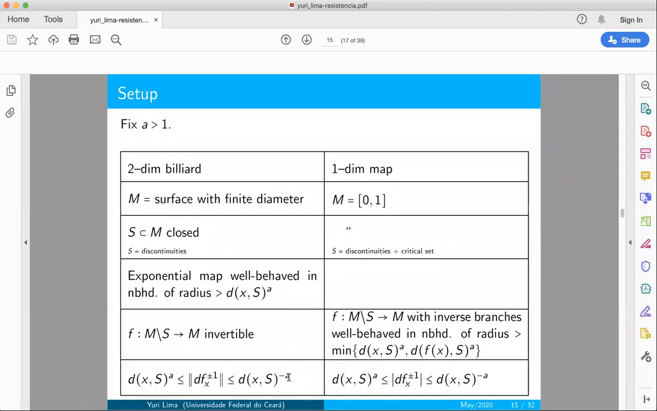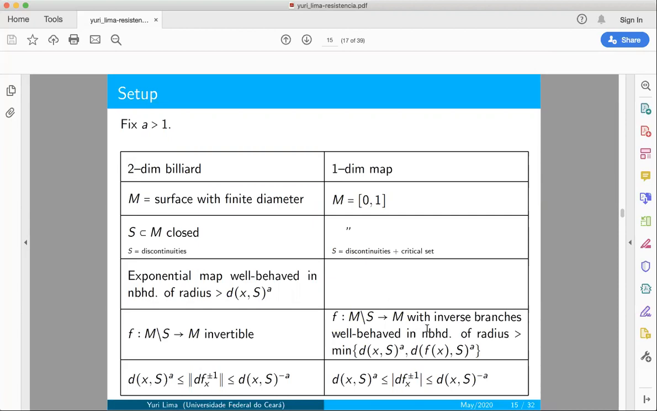And the context for one-dimensional maps is very similar. Well, it's one-dimensional, so we can consider the phase space as the interval 0, 1. And in this case, the set S that we are going to consider outside of the phase space will be given not only by the discontinuities, but it will also include all the critical points associated to it. In the interval 0, 1, the exponential maps are all identities, so they are automatically as regular as we want.